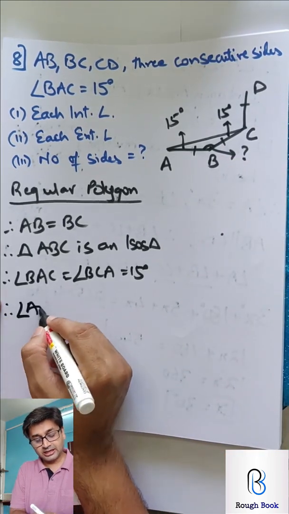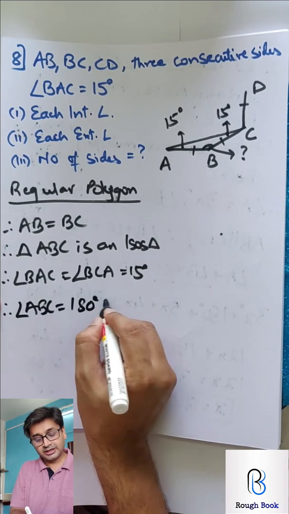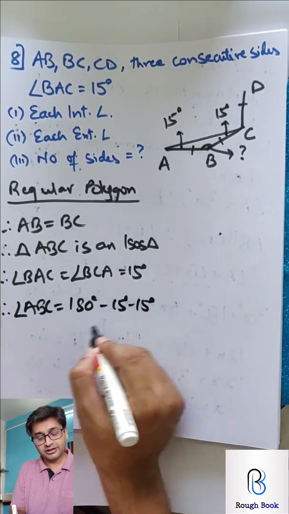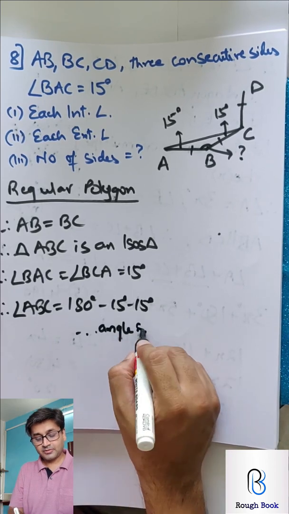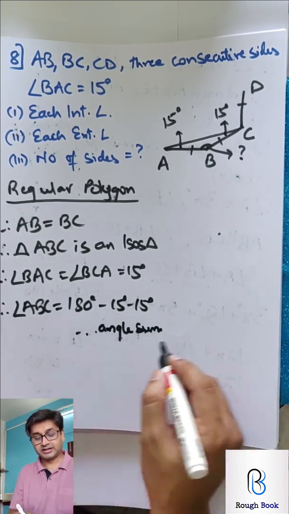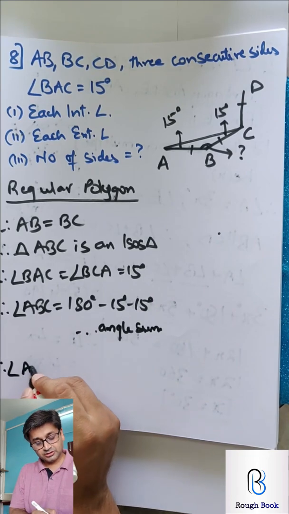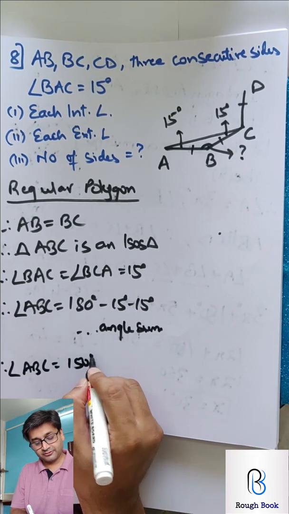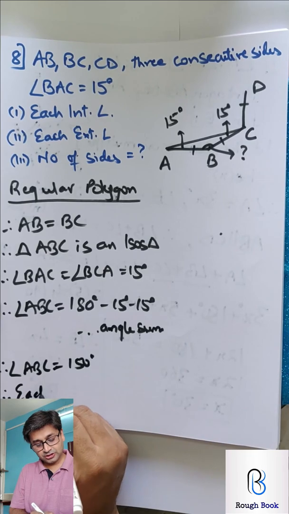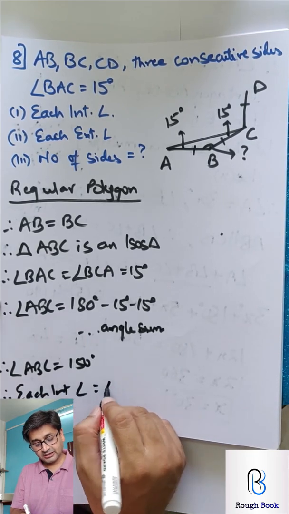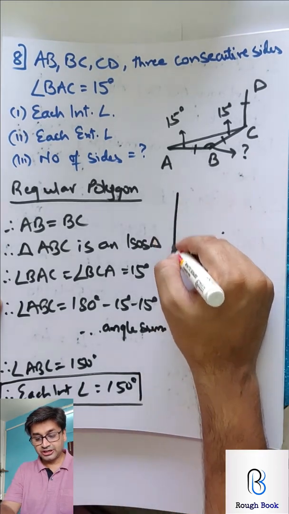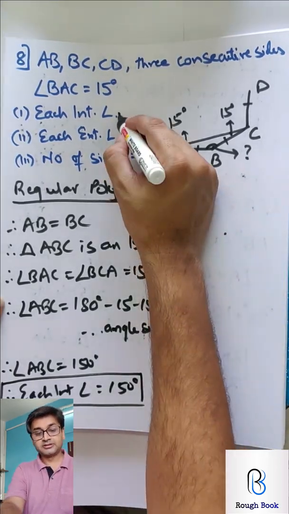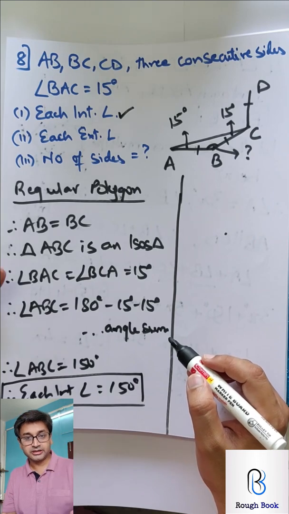So therefore angle ABC becomes 180 minus 15 minus 15. Reason, angle sum property of a triangle. Please write the entire thing, I don't have place. So therefore angle ABC will become 150 and therefore each interior angle is 150 degrees. So we managed to find each interior angle. That is the first part. Do you understand now how to get the interior?